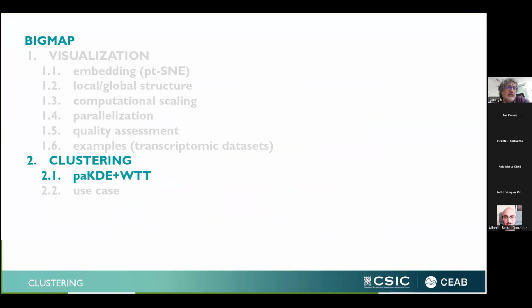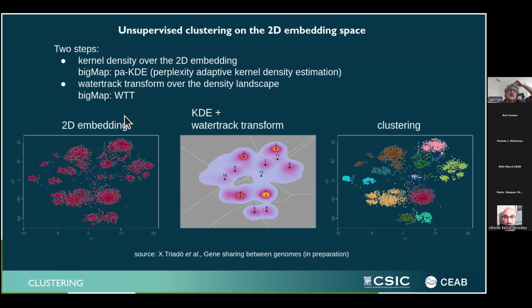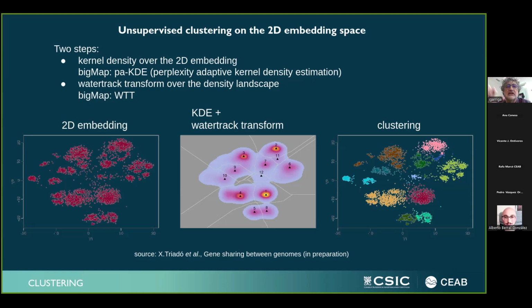Okay, let's talk a little bit about clustering. Unsupervised clustering is performed with BigMap on these two-dimensional embeddings. So we do not perform clustering on the high dimensional space. The idea is to first perform the embedding, and then once we have the representation in 2D, we perform the clustering there.